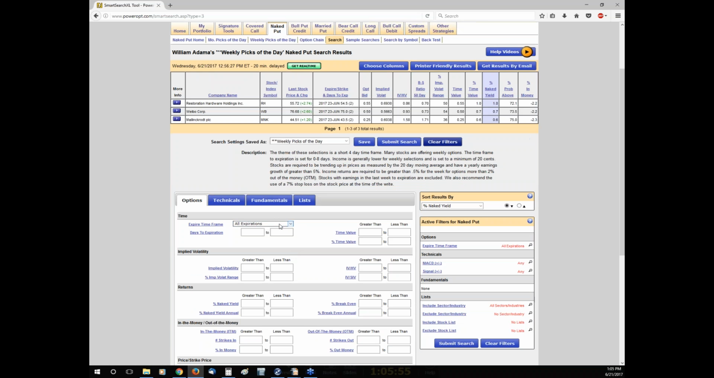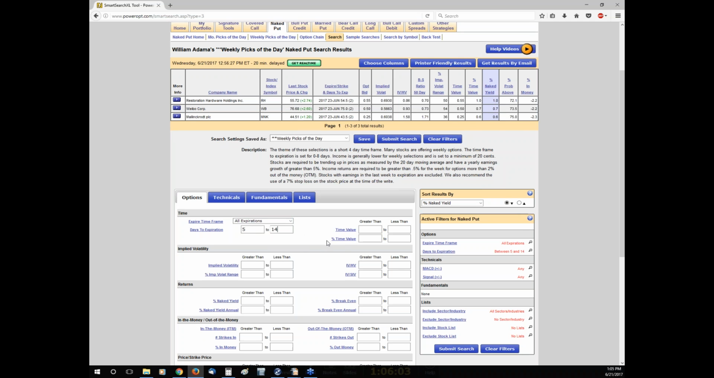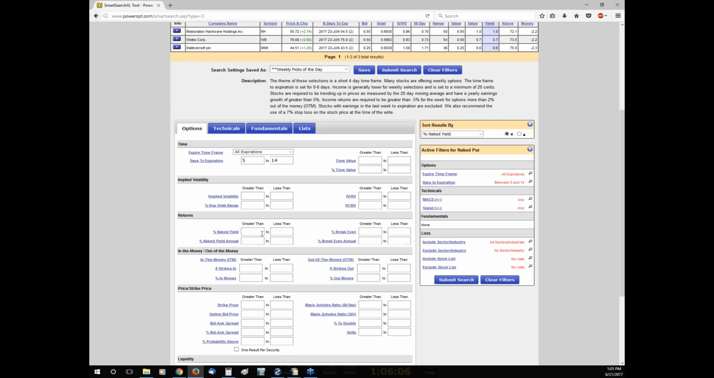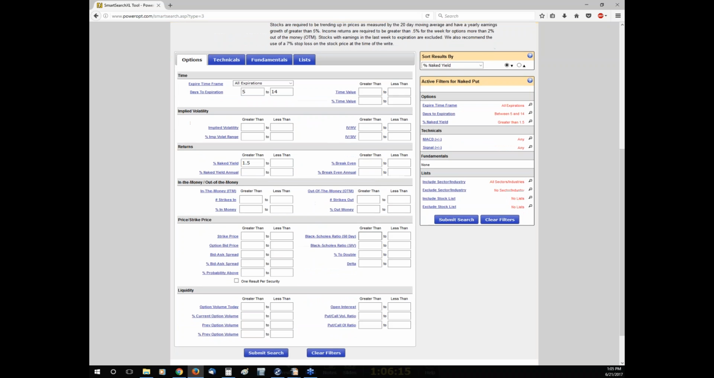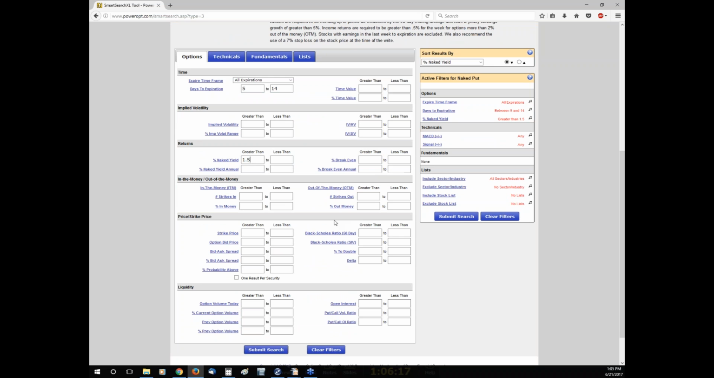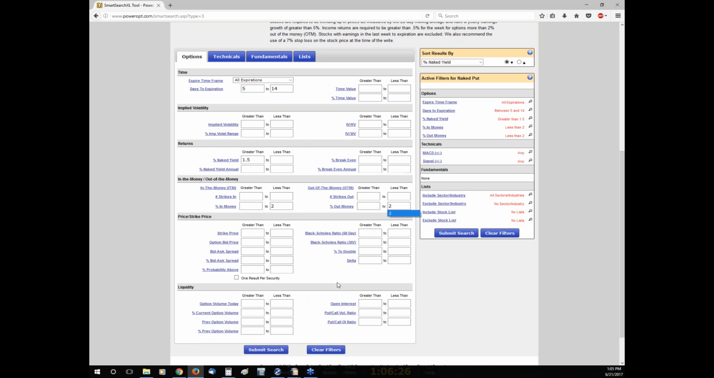Okay? I'm going to look for 14 days out. So all expirations, I'm going to go 5 to 14 days out in time. This will focus to next week, the 9 days out. Well, of course, I'm going to want a minimum naked yield of probably at least 2%. Let's go 1.5. Okay, so that's my return on the investment. I know I want to be right at the money. Right? So again, I'll look at the percent range in the money, no more than 2% in the money and no more than 2% out of the money.